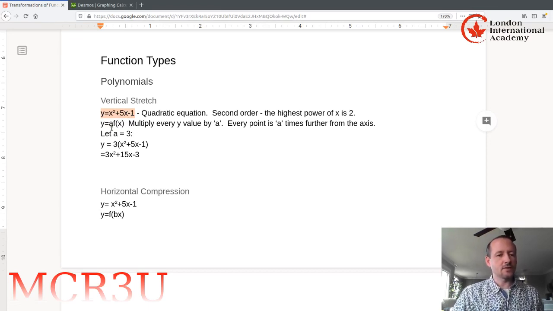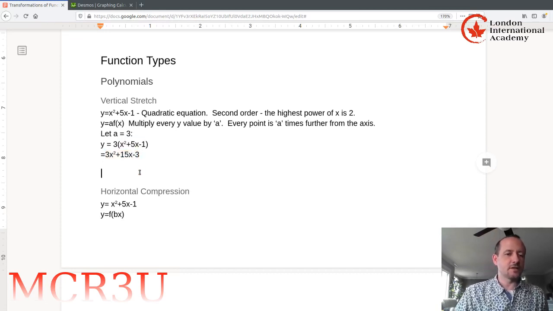So if we would like to now apply a vertical stretch, we multiply every value in the function by a. So if a is equal to 3, then we see here, we have a 3 out front here, and then we multiply 3 into x squared, 5x, and negative 1, and that gives us 3x squared plus 15x minus 3. There's our vertical stretch. So what does that look like now in Desmos?